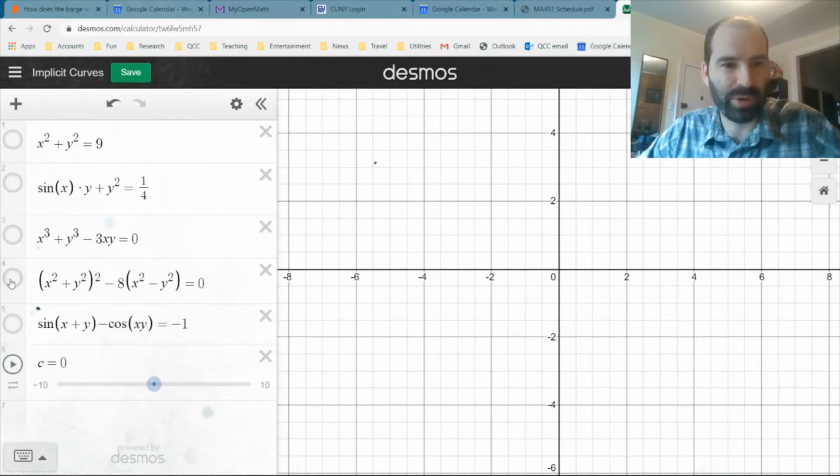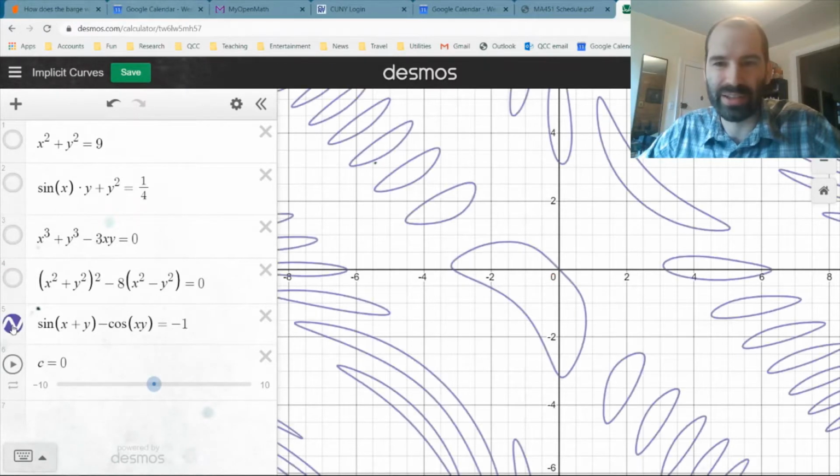Let's take a look at this one. I like this one. You get this infinity symbol. Pretty cool. And this one is really wild. Take a look at this. We get a whole bunch of disjoint closed curves.